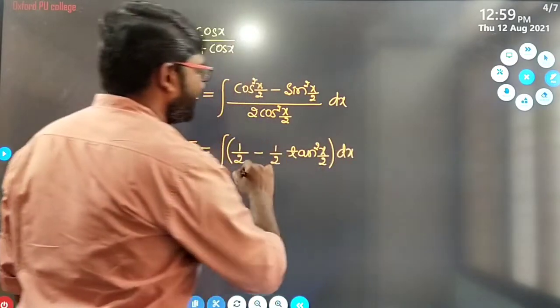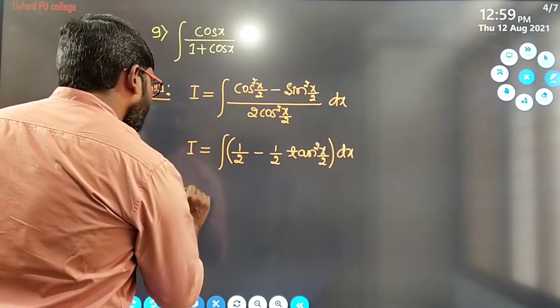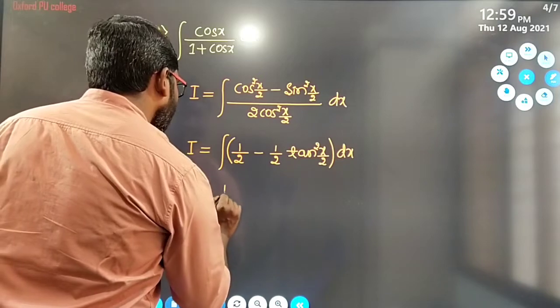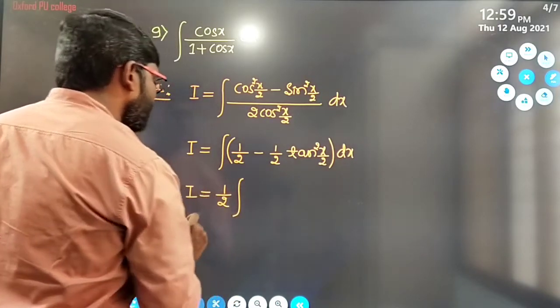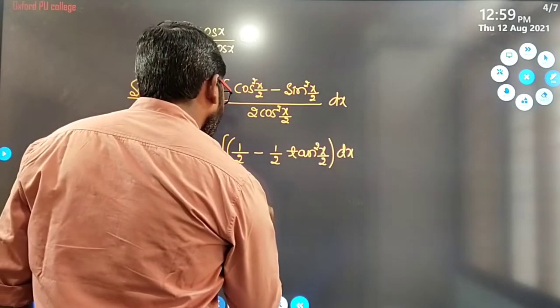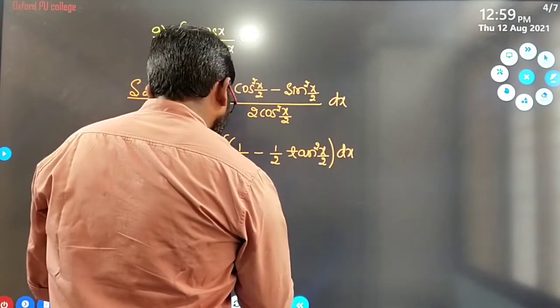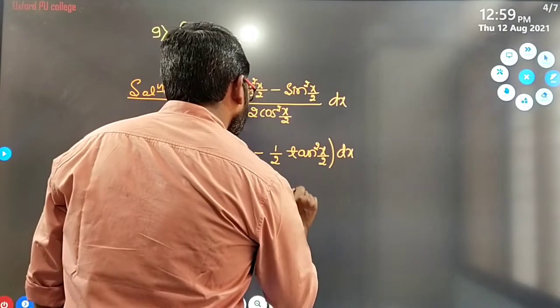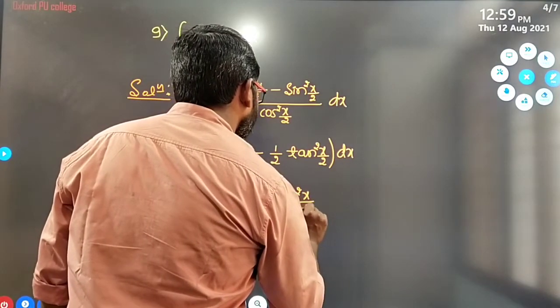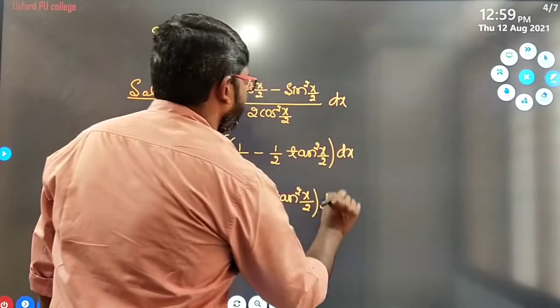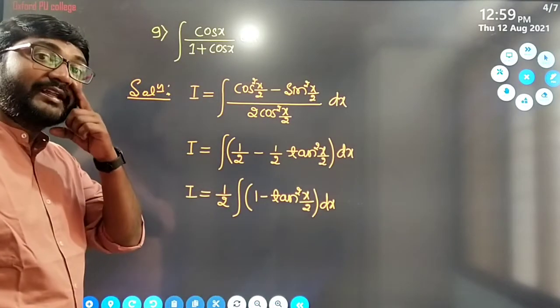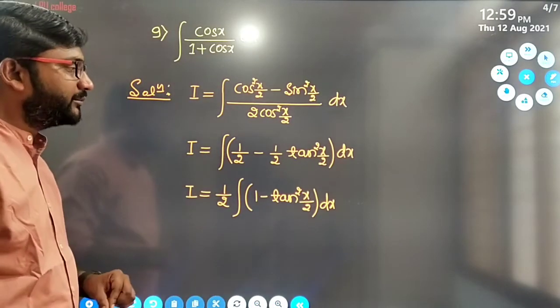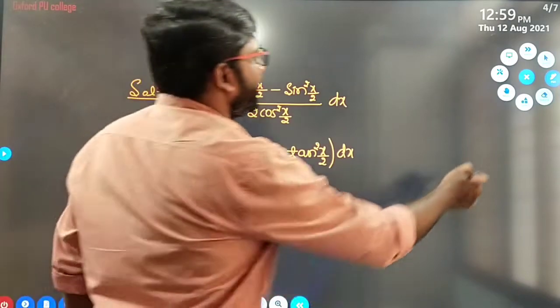So in these two terms we have 1 by 2 common. So I will be taking 1 by 2 outside the integral as it is a constant. Then here what we have is 1 minus tan square x by 2. We don't have any standard formula for tan square x by 2. Again, tan square x by 2 can be written as secant square x by 2 minus 1.